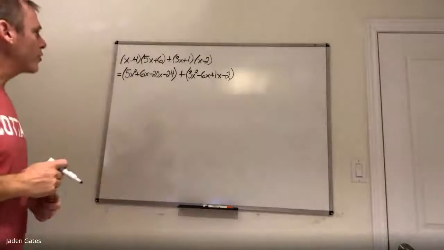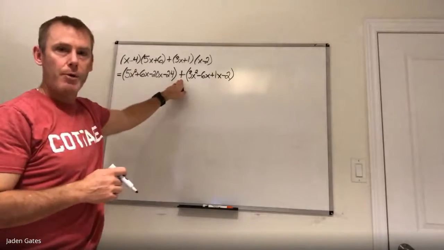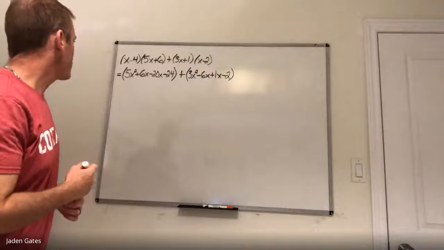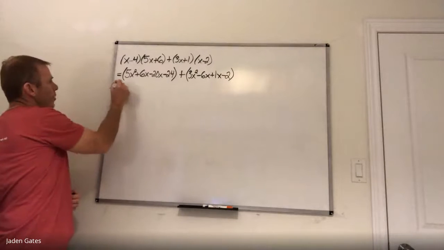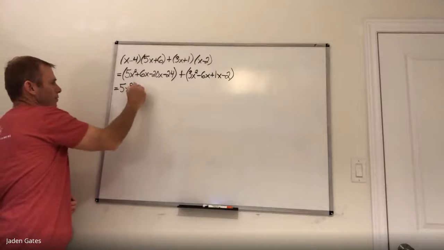All right, now I could collect like terms right now, or I could just write them all out. Again, we have addition of polynomials. So it's kind of tying in what we did this morning. So I can write them all out. So I'm going to start with my x squareds first. So I get a 5x squared plus a 3x squared.